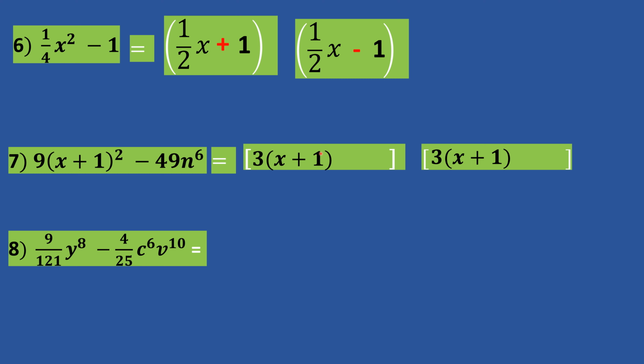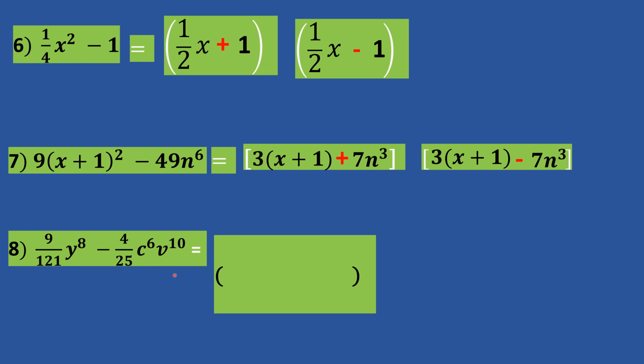So writing them in two times. So while 49, its square root is 7. While n to the 6 divided by 2 will give us n cubed. So 7n cubed is the square root of our second term, and a plus and a minus. While number 8, this time, we are now having fractions in both the first and the second term.